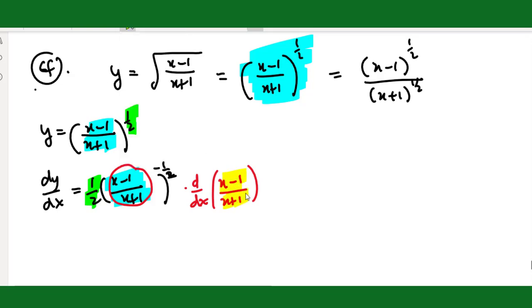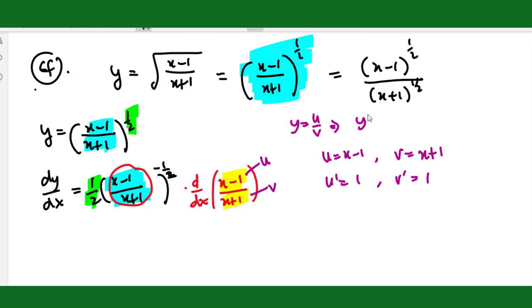Use the quotient rule. This is u, this is v. So u is equal to x minus 1, v is equal to x plus 1. u prime, differentiate x minus 1, is 1. v prime, differentiate x plus 1, is 1. So using the quotient rule, u prime v minus u v prime over v squared.